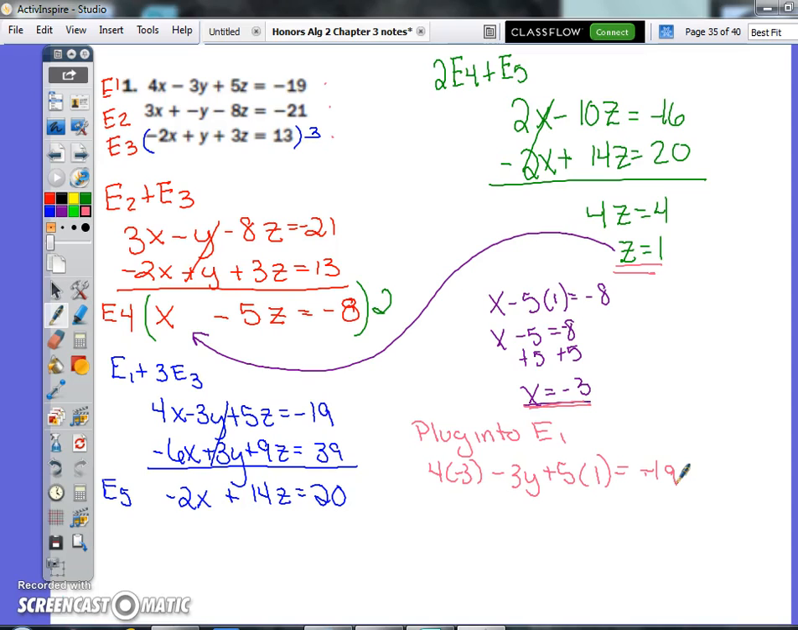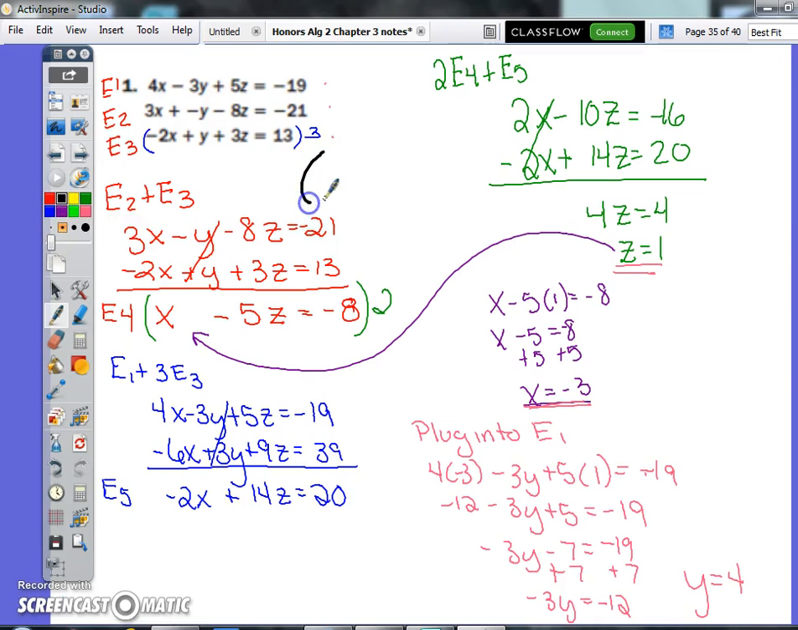Now you simply multiply and solve, right? So you get negative 12 minus 3y plus 5 equals a negative 19. Negative 12 plus 5 is a negative 7. So you have negative 3y minus 7 equals a negative 19. Add the 7. You get a negative 3y equals a negative 12. And eventually when you divide, your ordered pair, your solution for x, y, and z, is negative 3.